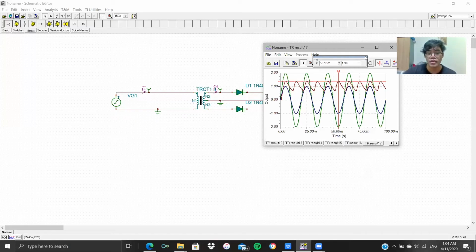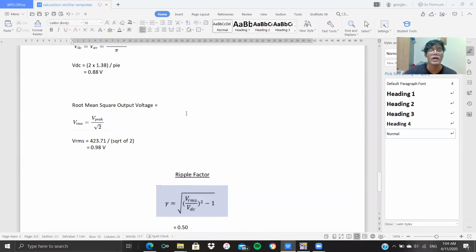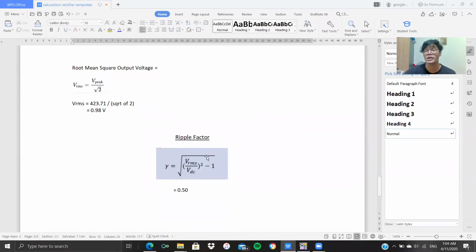Okay, so by recording this data for the 1.4 ratio, my average output voltage should be 0.88 volt. And for my VRMS should be 0.98 volt. And for my ripple factor, by using the calculation and the formula, I should get 0.50.